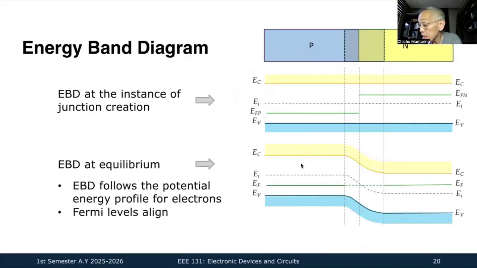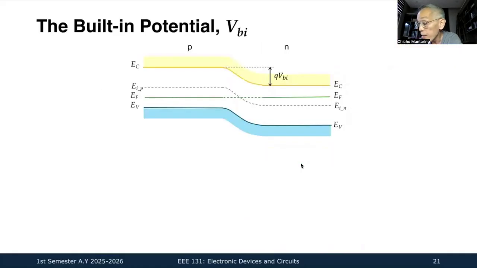Okay, what is going to be the total displacement of EC from the left side to the right side? That is going to be Q VBI. That is energy, right? E sub C is energy. So the difference in energy from the left side to the right side will be equal to Q VBI.